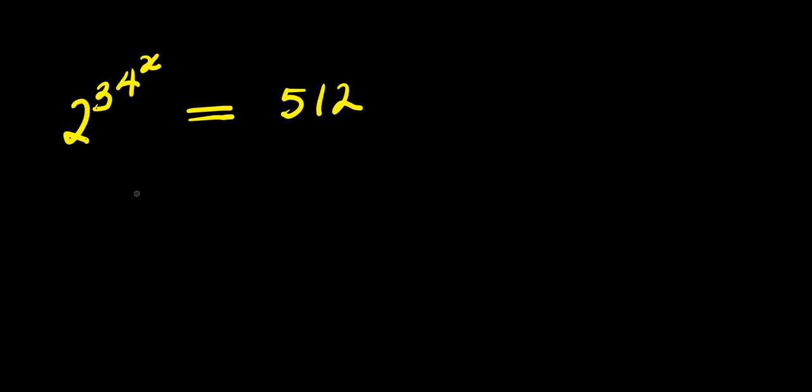Hello, how to solve this exponential problem? We have 2 to the power of 3 to the power of 4 to the power of x, and this equals 512. So we are solving for the value of x that will satisfy this equation. Now, this is a cascaded exponential problem.